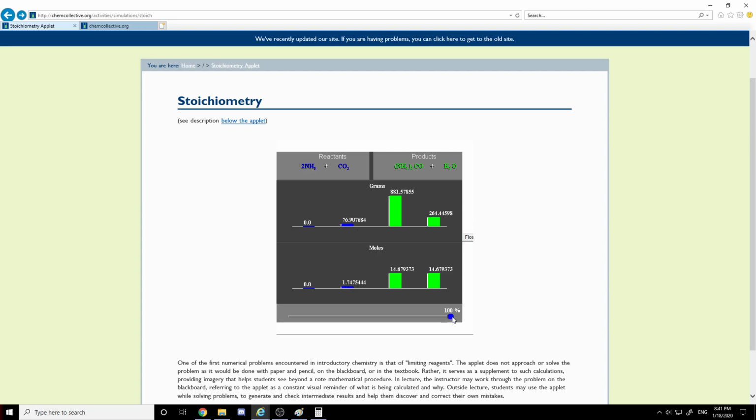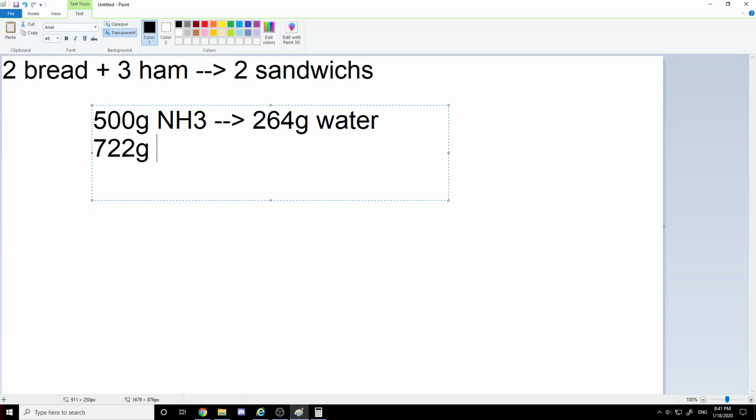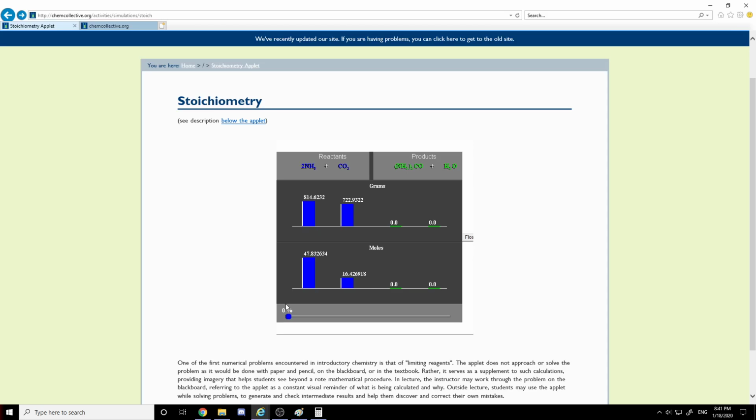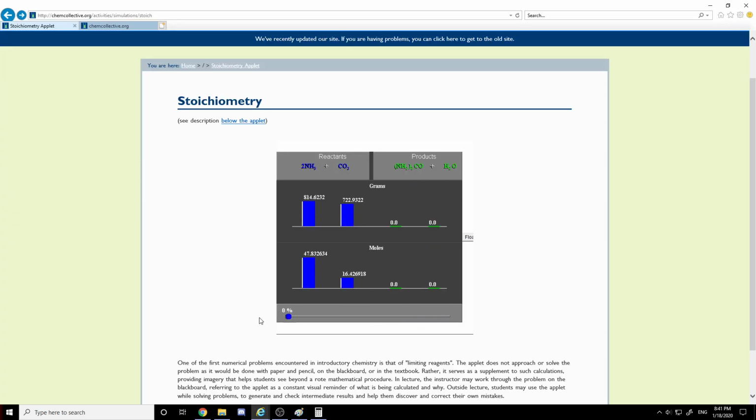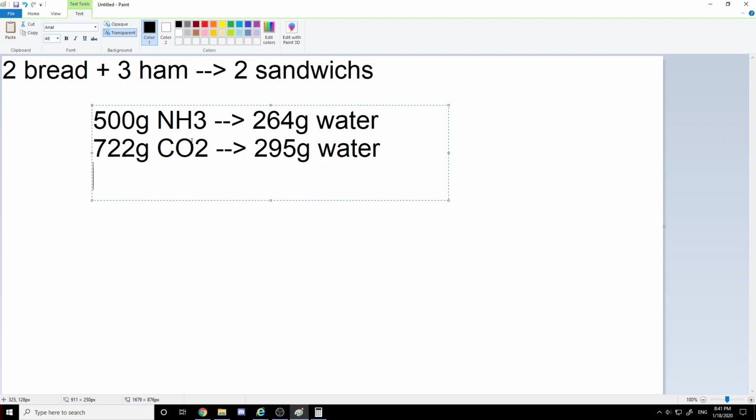That's 100%. It's done. Well, let's say we increase our NH3. Let's say we just have a lot of that now. What happens at 100%? Well, we ran out of the other ingredient because we added a bunch more. Well, how much can CO2 make? So if we had 722 grams of CO2, we can make 295 grams of water. So these are just our starting ingredients. I just messed around with it a bit, so I was able to find out how much water each of those starting amounts can make.